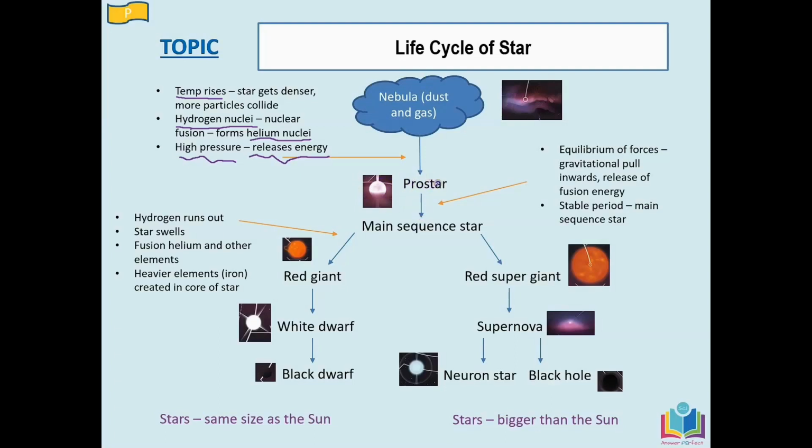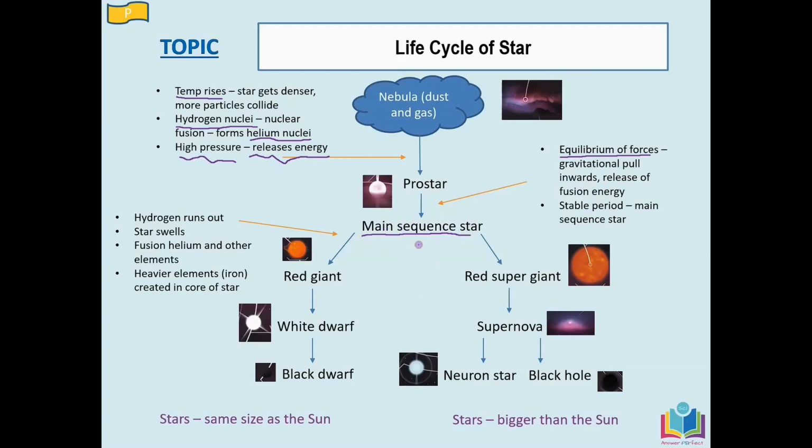The star then enters a long stable period, and it becomes a main sequence star. Now, this happens when there's an equilibrium or a balance of forces. So when we talked about up here, the gravity pulling lots of particles in, so that's pulling inwards, and that energy is pushing outwards. When there is actually a balance of these forces, and we've got that stable period, a protostar will become a main sequence star. And this is where our sun currently is. So that's where we're currently at.